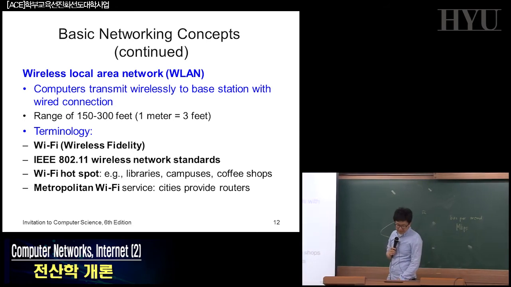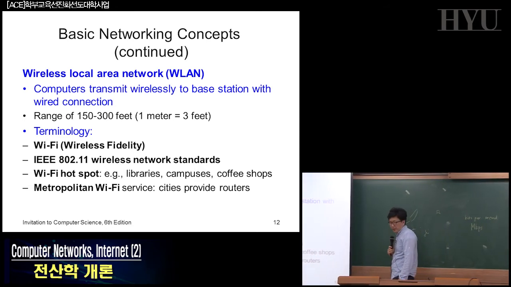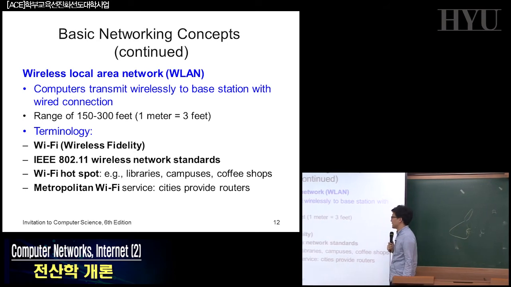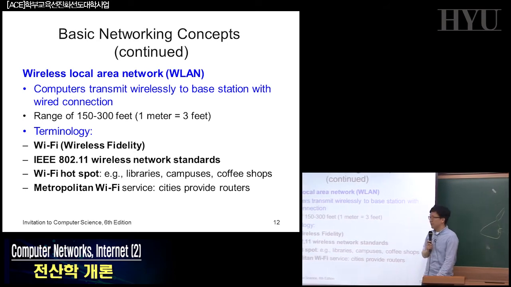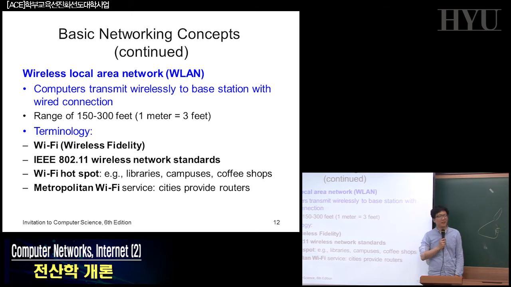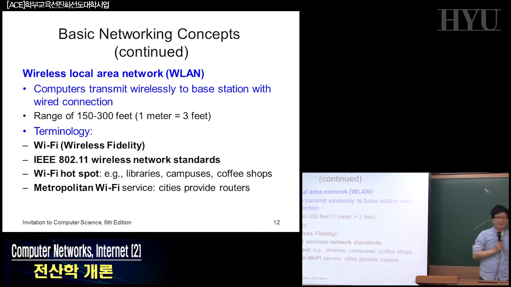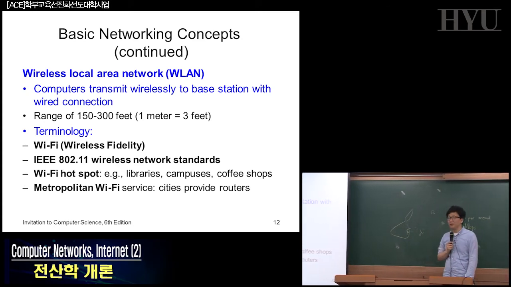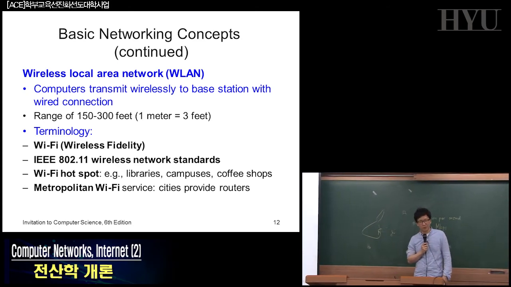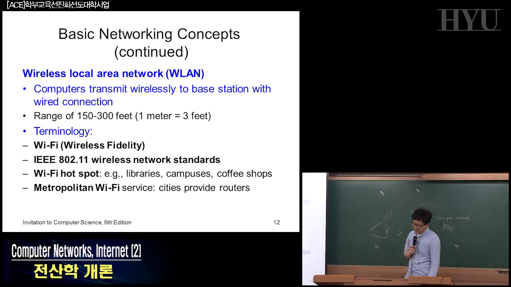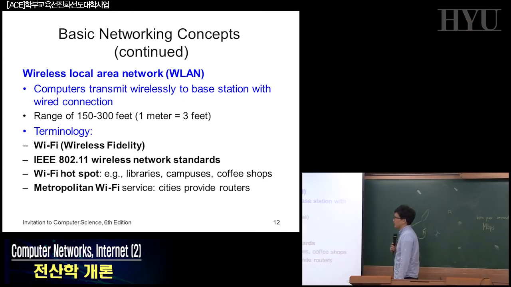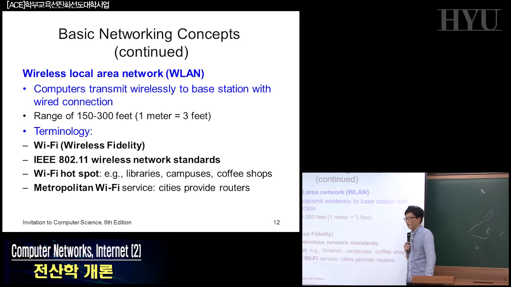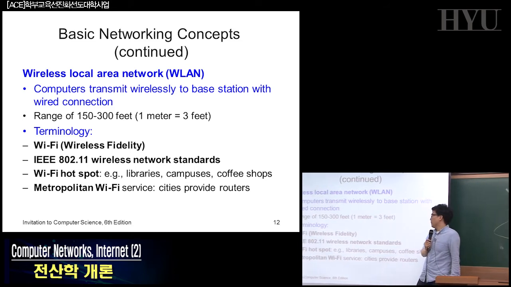Terminology is Wi-Fi. IEEE 802.11, that we discussed last class, wireless network stations. Did anybody try to look up this IEEE 802.11 standard on the internet? Please do so. Type this in Google, then you will find a lot of resources. We usually call that a Wi-Fi hotspot in your coffee shop. Starbucks usually provides a Wi-Fi hotspot. Metropolitan Wi-Fi service, cities provide routers.